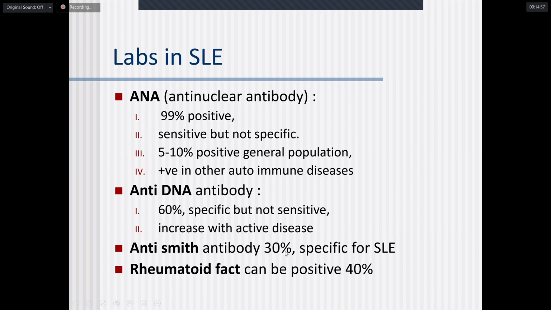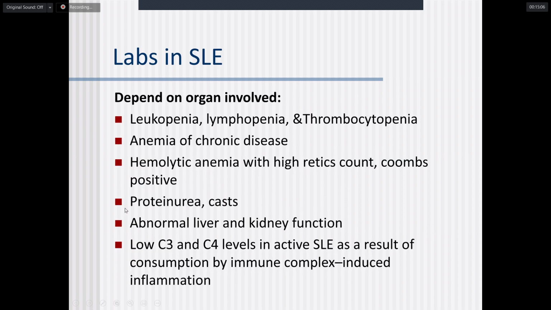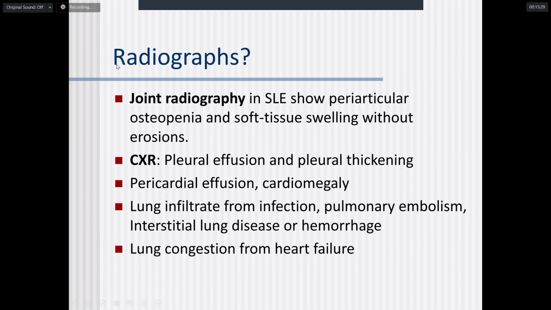Anti-Smith antibody is 30% sensitive and specific for SLE, and rheumatoid factor is positive in 40%. The labs also depend on the organ involved. Someone with kidney involvement will have abnormal kidney function tests, leukopenia, maybe anemia, hemolytic anemia, proteinuria, abnormal liver and kidney function tests. C3 and C4 can also be used to monitor the activity of the disease.